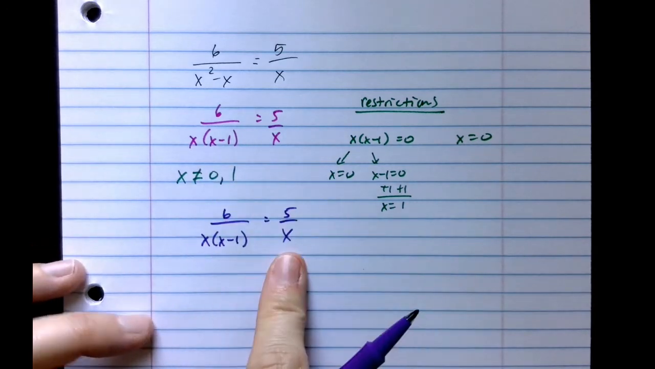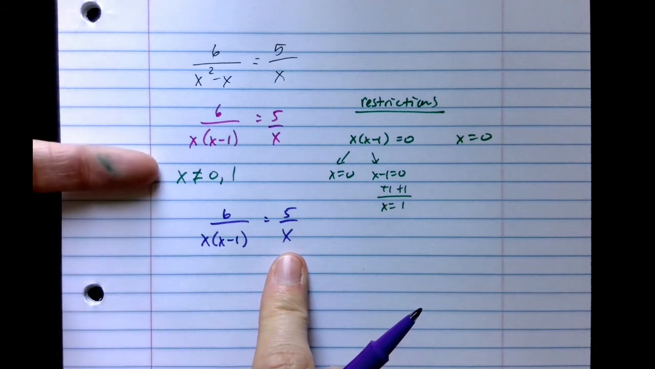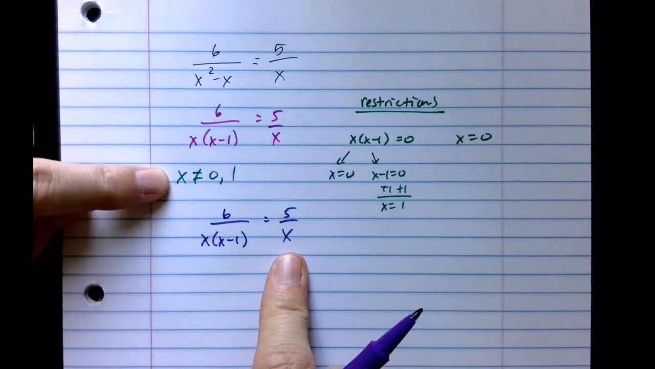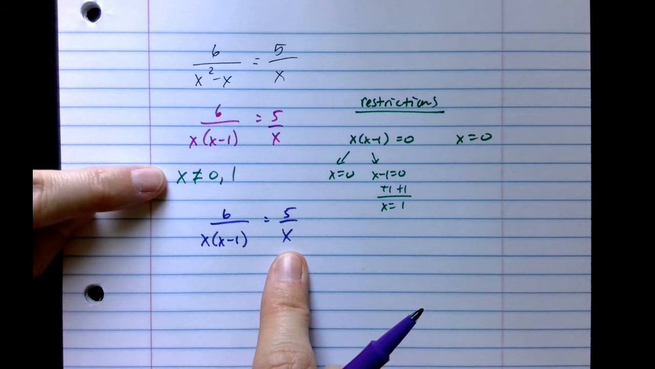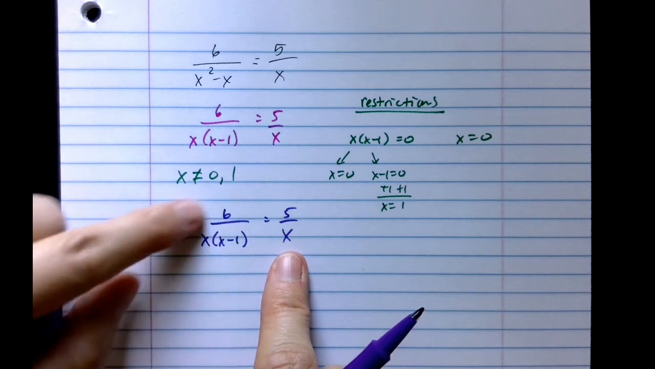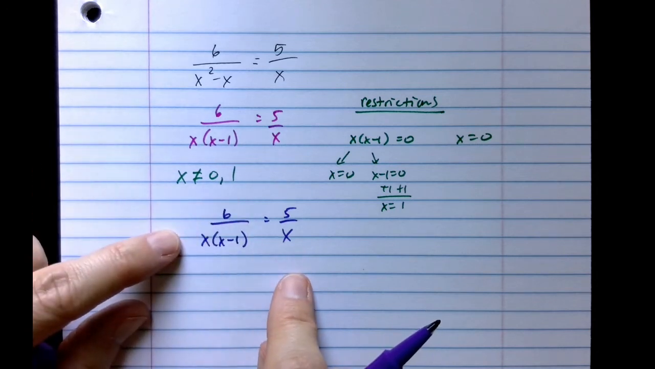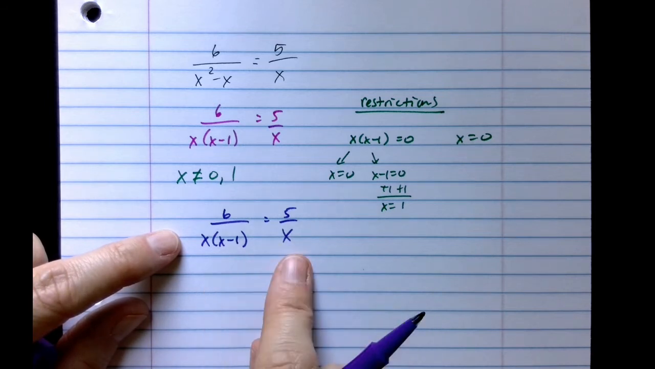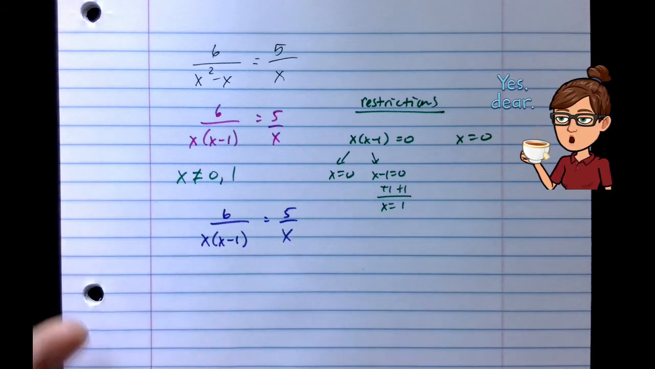Okay, so here's my proportion. All I did was just rewrite it. Here are my restrictions. X cannot be 0 or 1. So now we're going to do our cross products, or essentially our inverses. Now, here's the thing though. Normally what we've been doing is just doing one side because only one side had a variable denominator. But in this case, both of them have it. So I suggest doing one at a time.